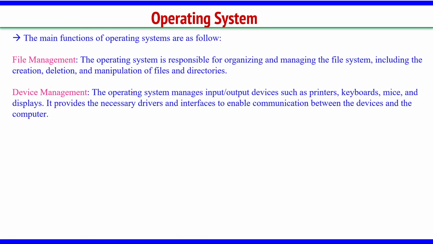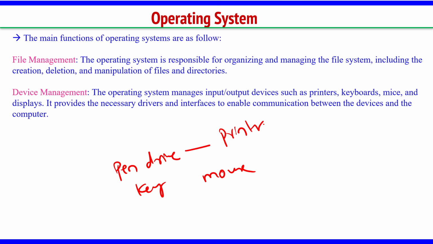Then file management. You are downloading some files, organizing them into folders, copying data from one place to another, deleting something, creating folders and files. All that file management activity is also taken care of by the operating system. And finally, device management. You are connecting a pen drive, a hard drive, a keyboard, a mouse, a printer. The OS's responsibility is to manage all these things.